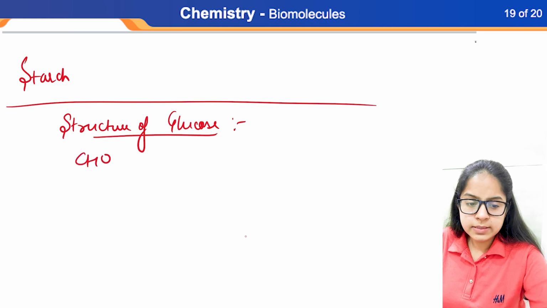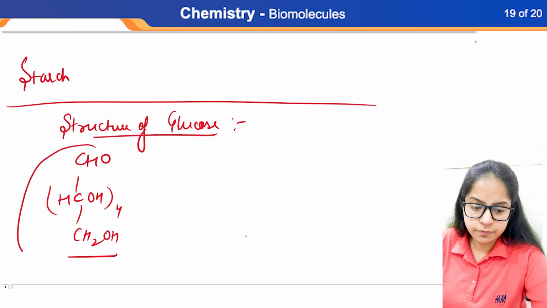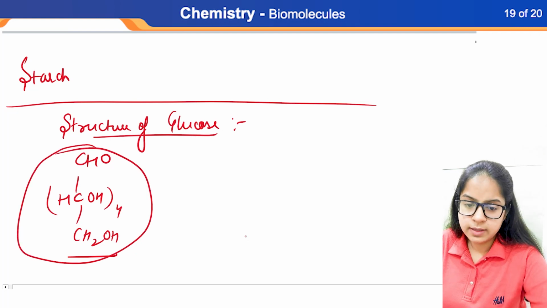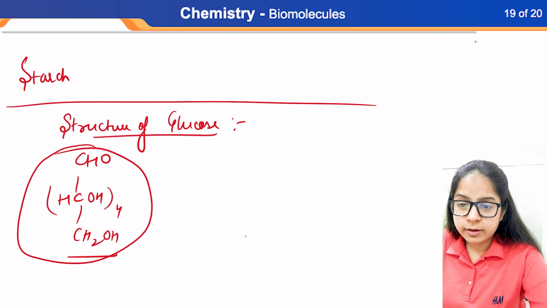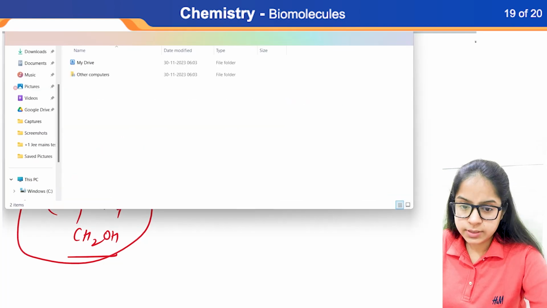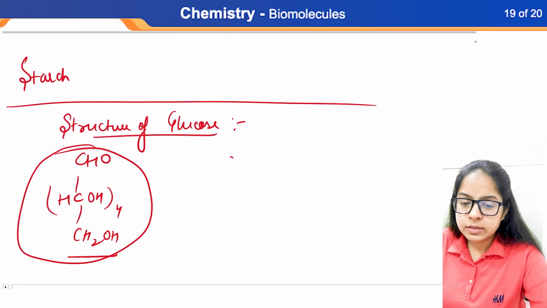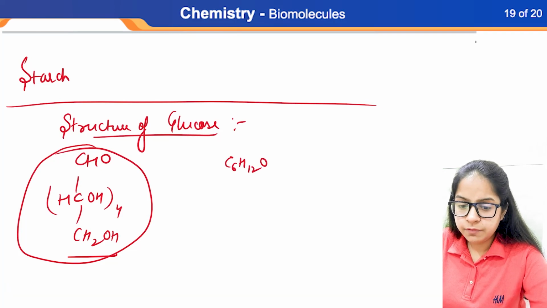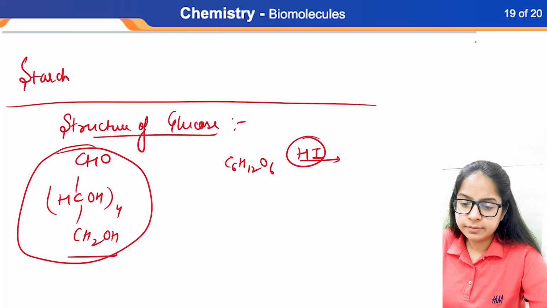From the molecular mass, I got to know that this will be the formula for glucose. After that, we tried a number of reactions for detecting what exactly the structure of glucose is. Suppose I am using C6H12O6. I am reducing this with HI.